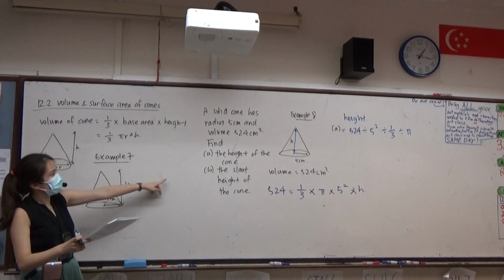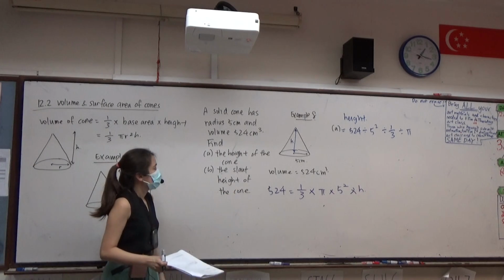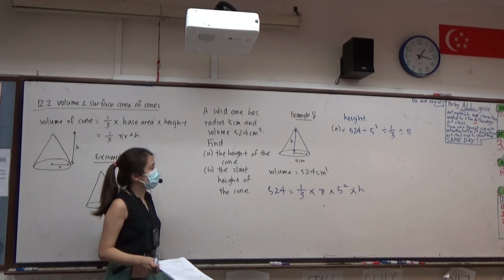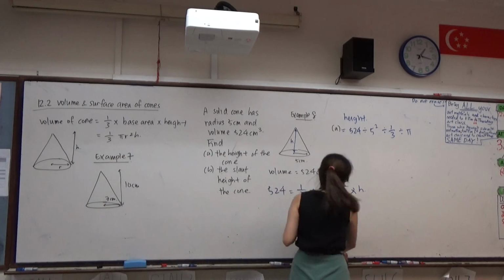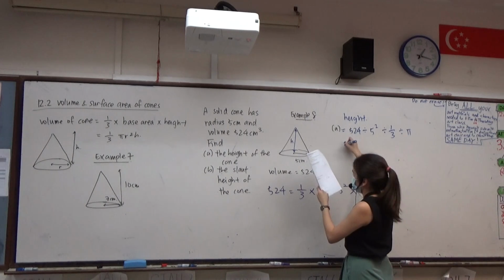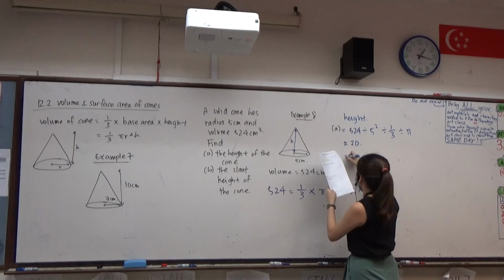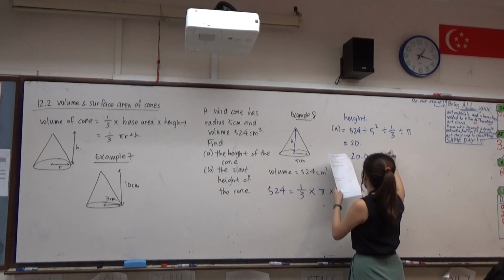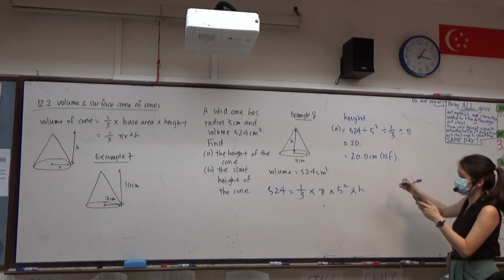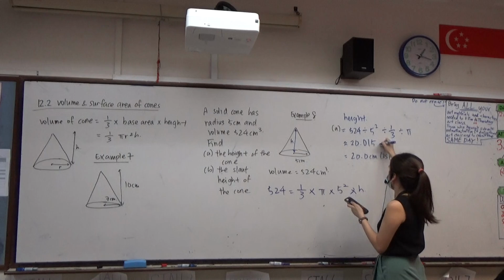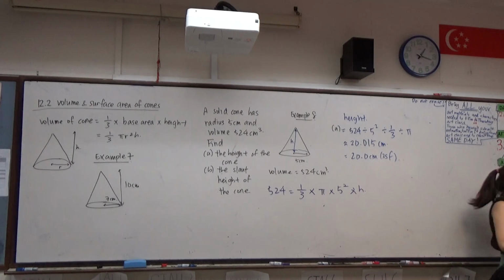Okay, so find the height by 524 divided by 1/3 divided by pi divided by 5 square. Calculating it in the calculator, we get about 20.0 cm to 3 SF. Let me find the truncated 5 SF value.